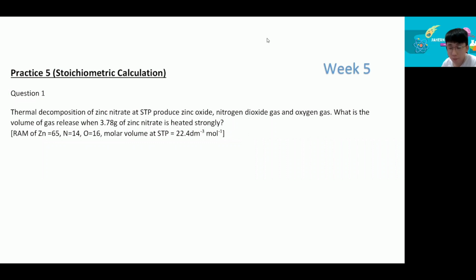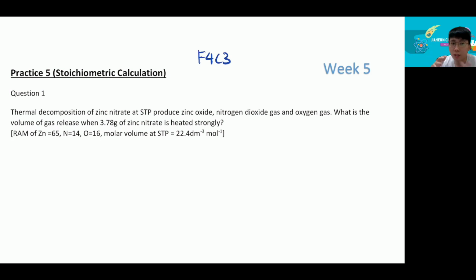So for today's topic, it's one of our very important topics in Form 4. This is about Form 4 Chapter 3. In Form 4 Chapter 3, there are actually a lot of subtopics. First of all, we have to learn the formulas, the charges, and then we have to balance equations, and learn how to write chemical equations and ionic equations.